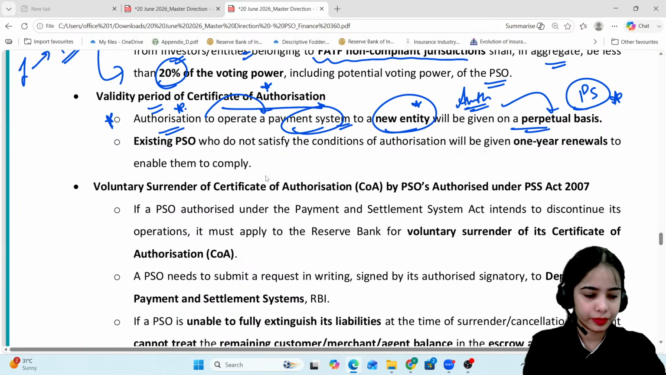Any confusion, anyone? No confusion, all clear?